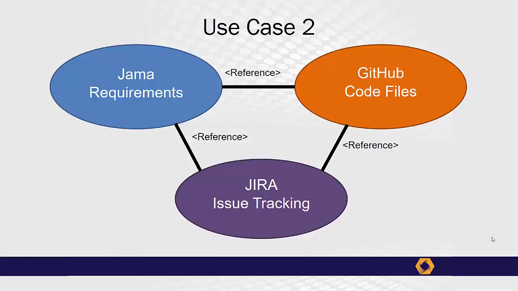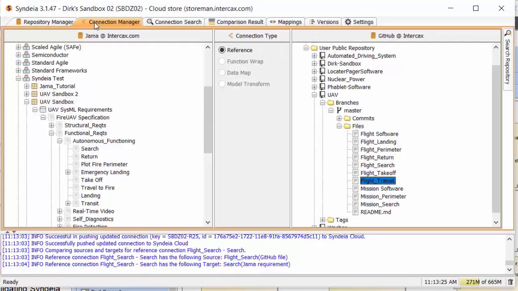Now let's add another repository to the total system model, a set of JIRA issues tracking the progress on both the software and requirement satisfaction. In the SDA dashboard, we add two new sets of reference connections. Here we use the search function in the Connection Manager to find specific issues. Our JIRA repository has thousands, and use the same drag and drop functionality.